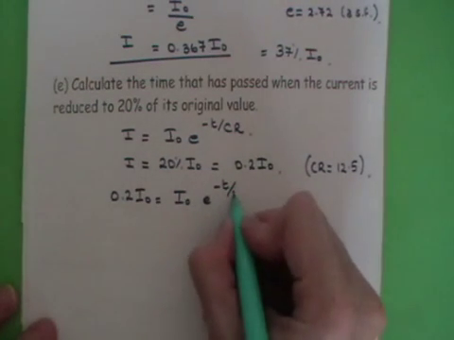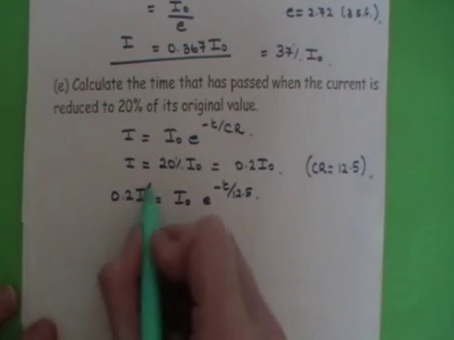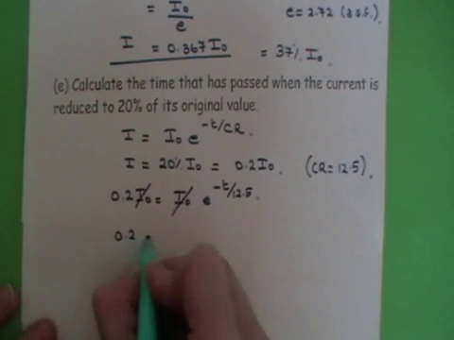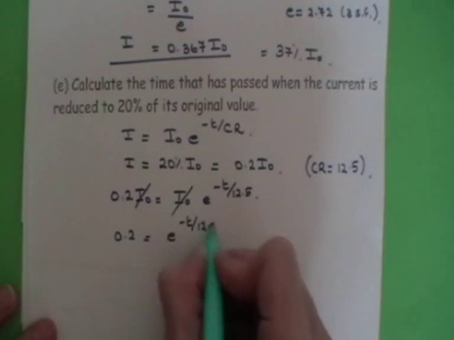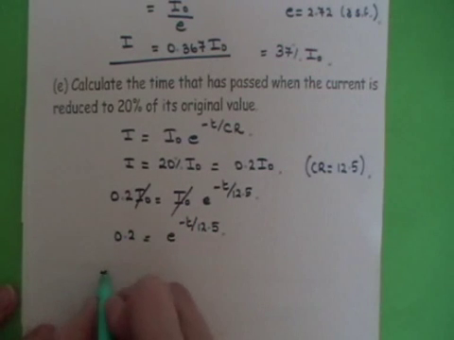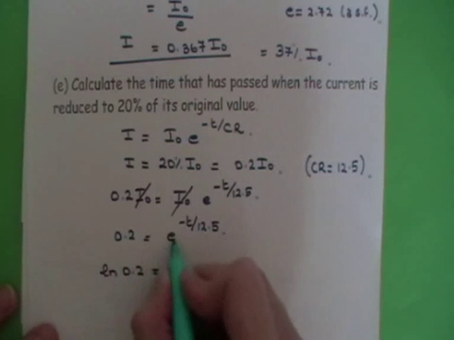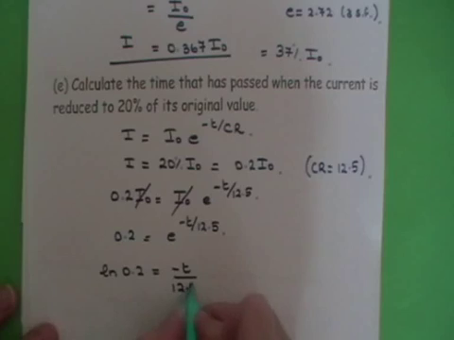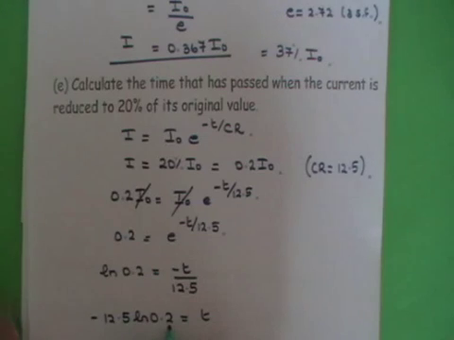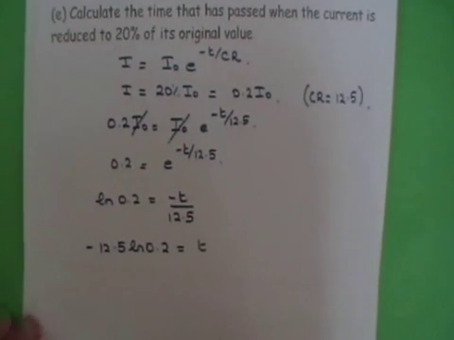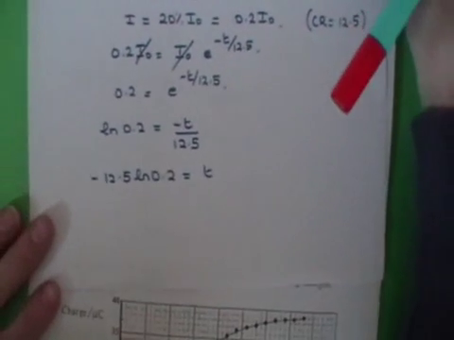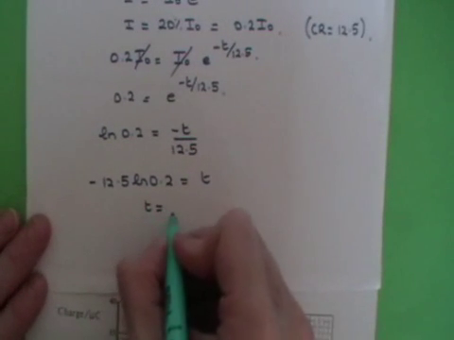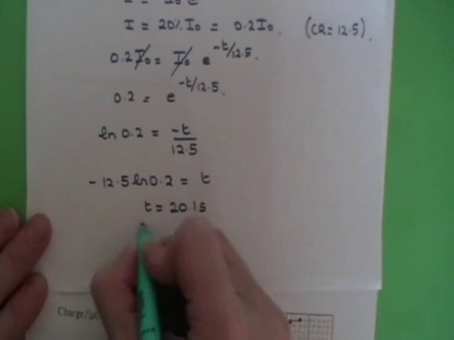And so therefore we're going to put that into 12.5. So I naughts go out. 0.2 is equal to e to the minus t over 12.5. To get rid of the e, we have to take the natural log of both sides. That gets rid of the e. And we're now down to that. And therefore, t is going to be equal to minus 12.5 times the log of 0.2. Now the log of 0.2 will come out as a negative number anyway, and therefore your answer will be a positive value. And whenever you do that calculation, t comes out to be equal to 20.1 seconds.